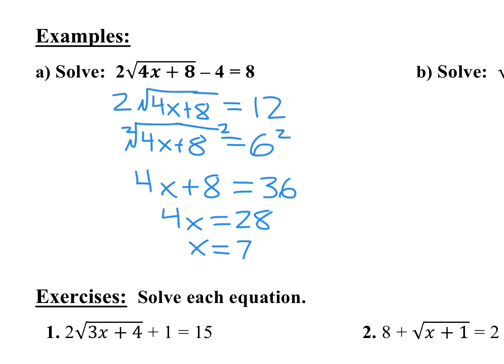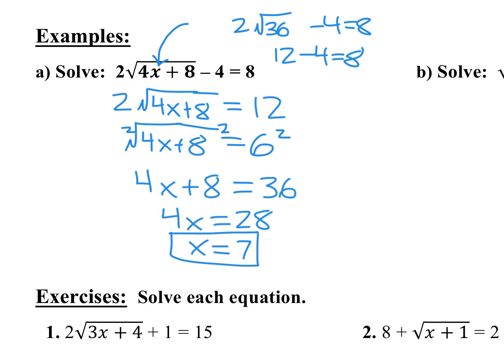And then you're supposed to check your answer. I only check my answer if the index is even. And in this problem, the index is even. And I'm okay with you guys doing this mentally. So if I plug in a 7 there, 4 times 7 is 28. 28 plus 8 is 36. So I'll show a little bit of work. I get 2 rad 36 minus 4 equals 8. 2 times radical 36 is 12. 12 minus 4 equals 8. So this answer works.